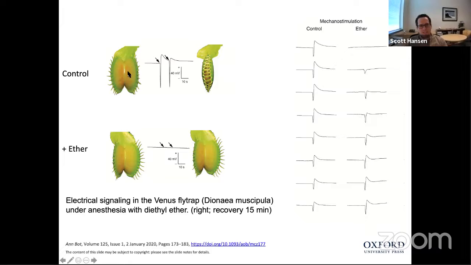And if they touch the plant twice, they get two different spikes in current, and then the plant closes, the Venus flytrap, it closes. But if they take the plant and put it in a bag of ether, this diethyl ether that knocks humans out, then that current goes completely away. And it's not even a little bit, it's like it's gone. And the plant, when you touch it, it absolutely does not respond to mechanical force, right?